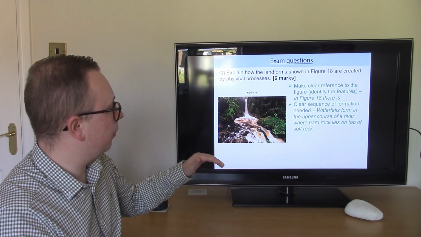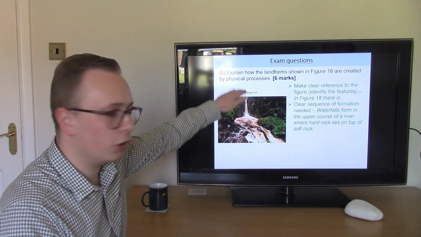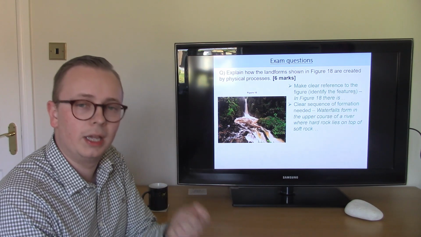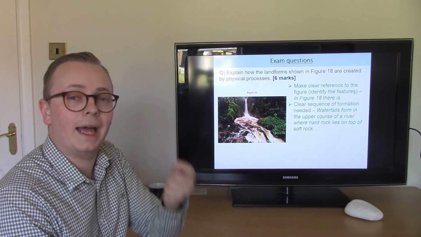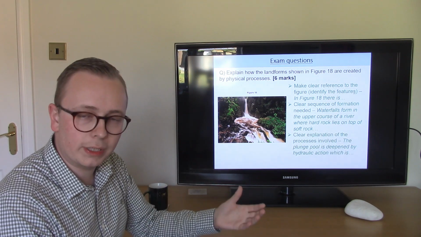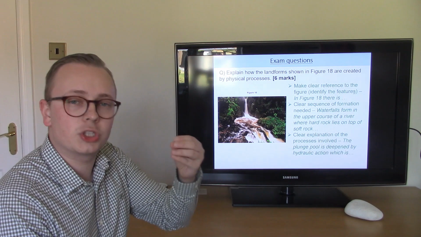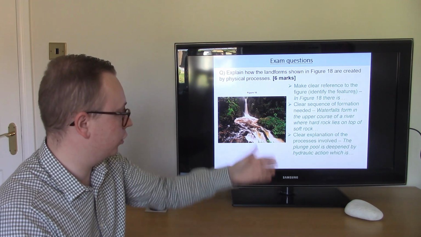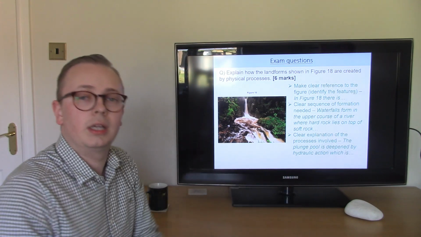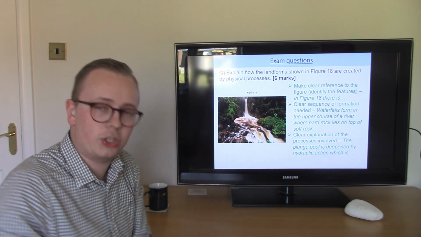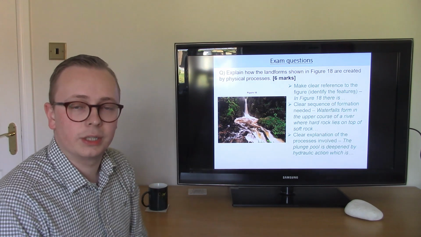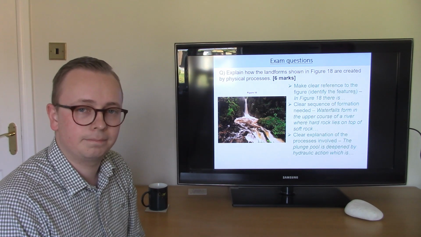Now, also really importantly, this question wants you to specifically talk about the physical processes, so you must refer to the specific erosion processes involved and explain them. So you need to make sure you're referring to hydraulic action and abrasion and explaining what they are. Okay, so example here, the plunge pool is deepened by hydraulic action, which is that force of the water crashing into the bedrock. And if you follow that, you'll be looking at a 6 out of 6 answer.